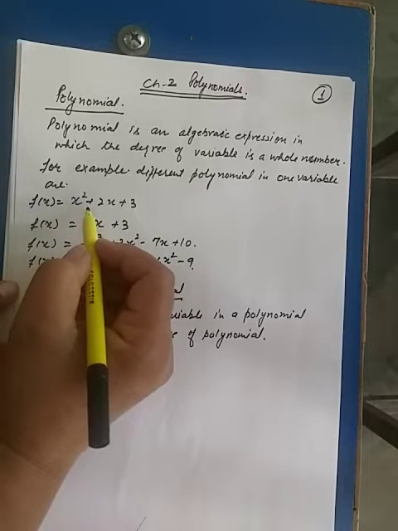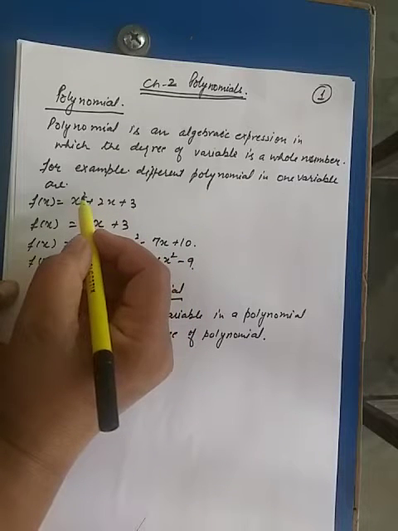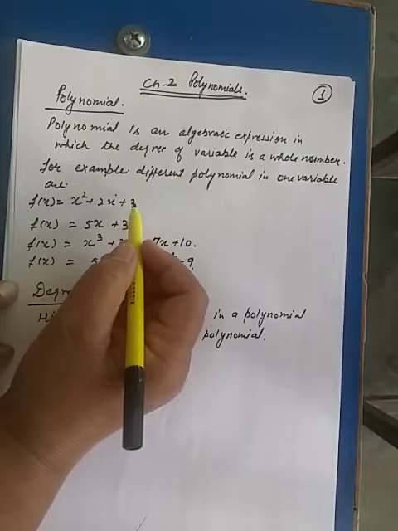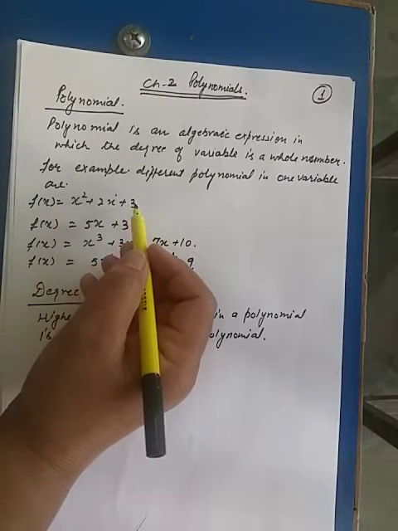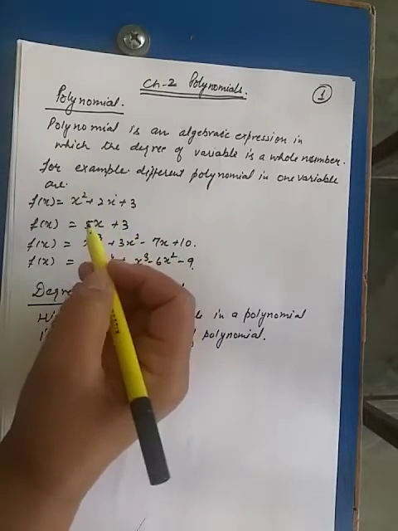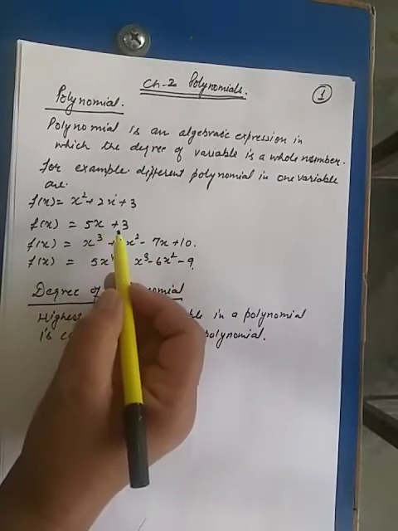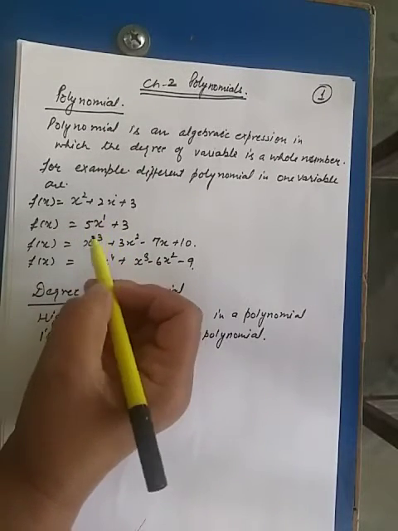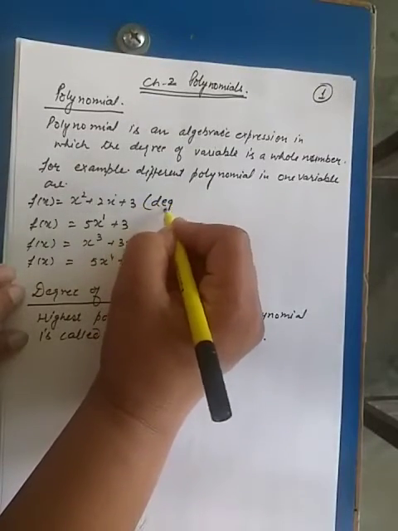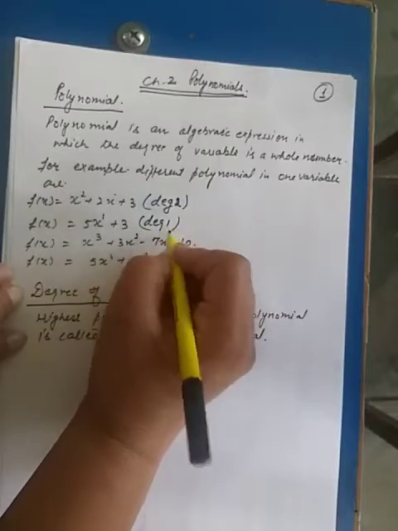You have to check the power of the variable in each term. Here the power of the variable is 2, here the power of the variable is 1, and here the variable is not present, so the power of the variable is 0. So this is a polynomial of degree 2, and here the highest power of the variable is 1, so it is a polynomial of degree 1. This first one is of degree 2 and the second is of degree 1.